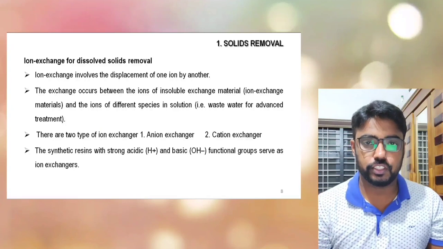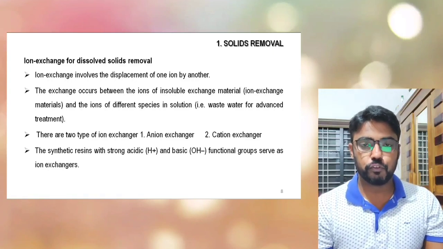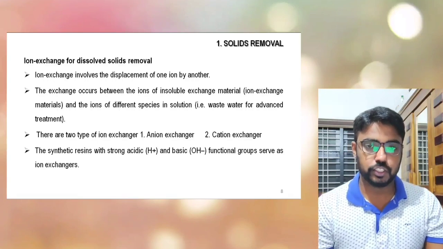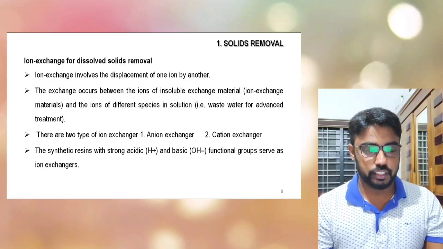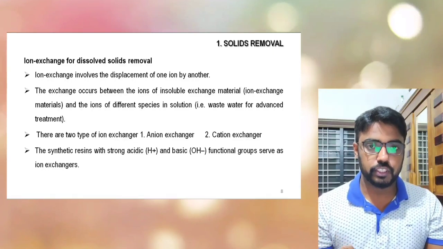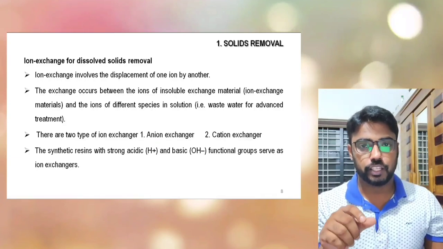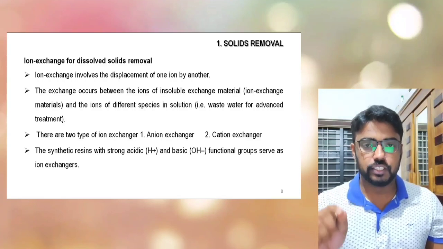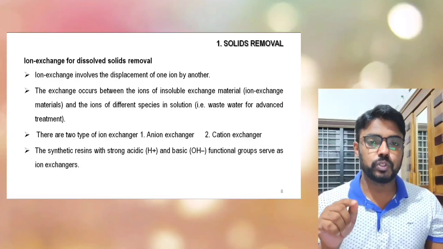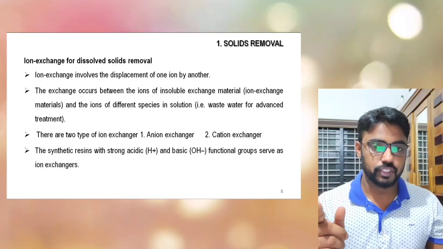And the next method is the ion exchange removal of dissolved solids present in the effluent. Ion exchange means displacement of one ion with another. In the ion exchange process, there will be an insoluble ion exchanger that will exchange ions with different species of ions present in the solution. That means the insoluble ion exchanger will exchange ions with ions present in the wastewater. And there are two types of ion exchanger. One is the anion exchanger and the other is the cation exchanger.